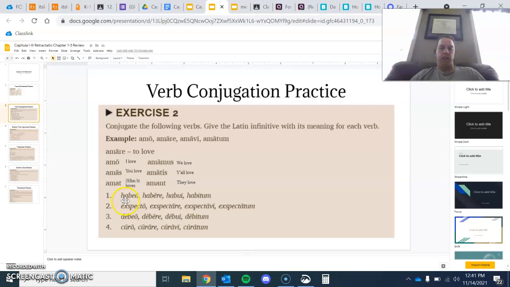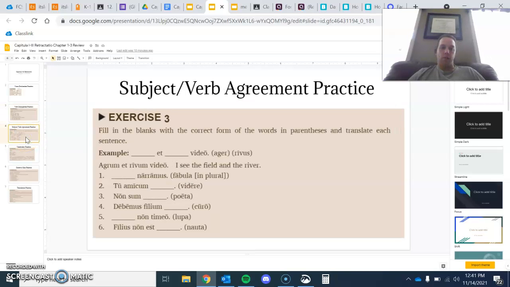So you're going to fully conjugate these 4 verbs like amo up here with their meanings. Then it gets a little more complicated. Exercise 3 gives you a blank and then a word, and you are going to have to figure out the best way to make this word fit. So we have blank narramus, and we want to fill it in with some plural version of fabula. So we know a fabula is a story, and narramus we know is some form of tell.